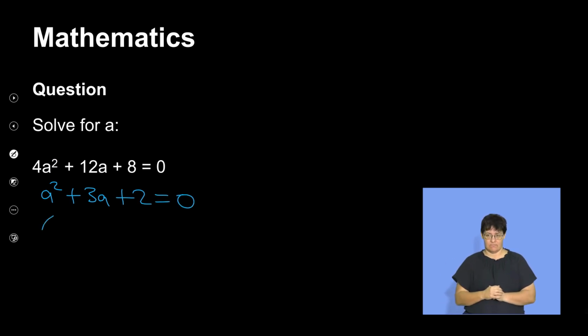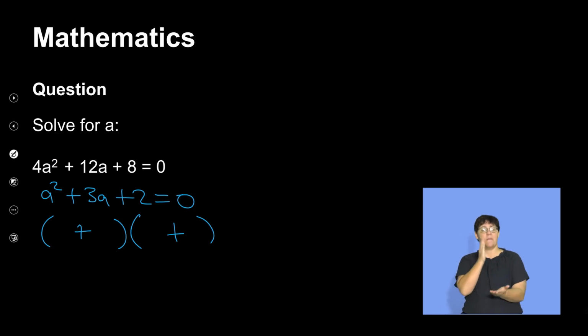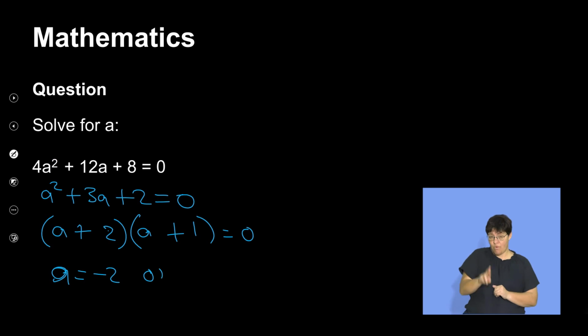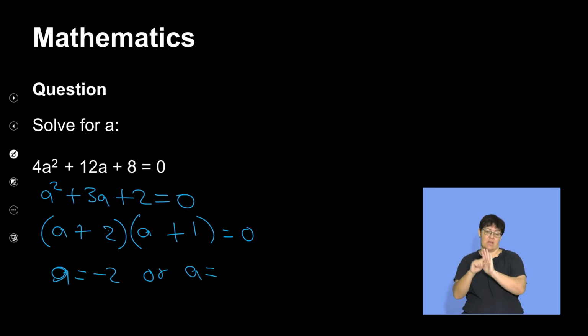The last term is a plus, so it means my 2 brackets will be plus and plus. Why? Because the middle term also is a plus. Then I will have a there, a, my factors of 2 are 2 and 1. And this will be equal to 0. Then I will have a is equal to minus 2, or a is equal to negative 1, right?